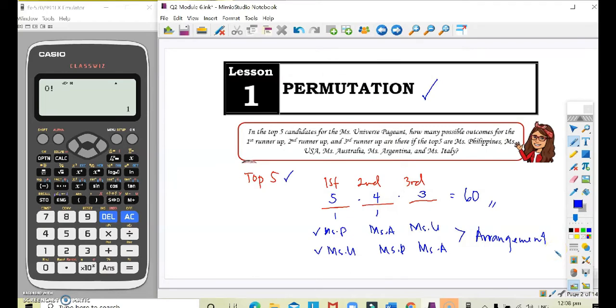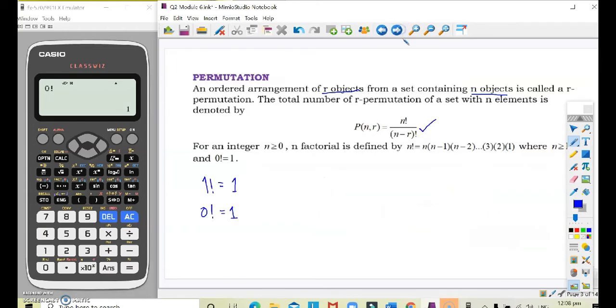That means we are discussing permutation. In the problem, we know that we have 5 people, the top 5 candidates for Miss Universe. And we also know that from the 5, we are going to arrange them into 3 positions. That's why we say that 5 is N and 3 is R, because when we take a look at it, that will be permutation of 5 objects taken 3 at a time.